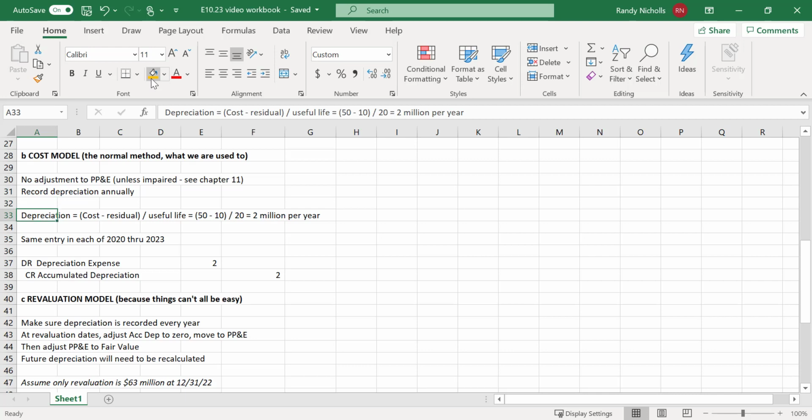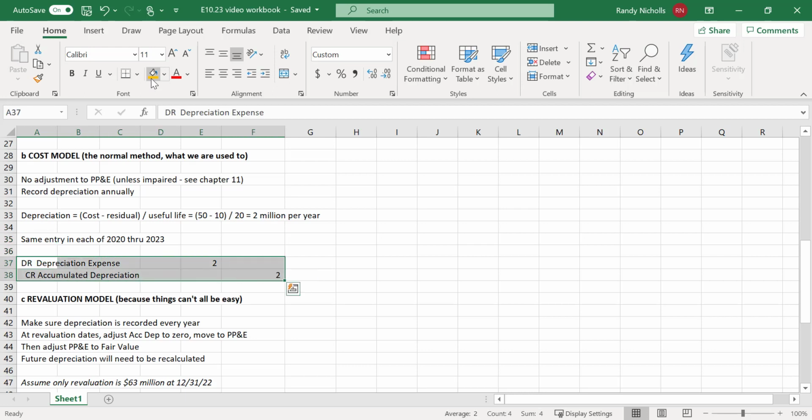So to review the depreciation calculation, typically for straight line, it's going to be cost minus residual value divided by the useful life. So in this example, we've got a $50 million asset, $10 million residual, they gave us that in the question, and it's got a 20-year life. So 50 minus 10 is 40, divided by 20 is 2 million per year. So every year, 2020 through 2023, I'm going to book this same entry.